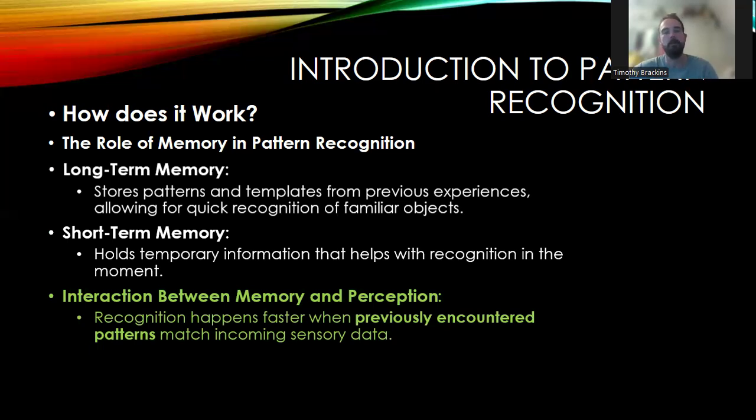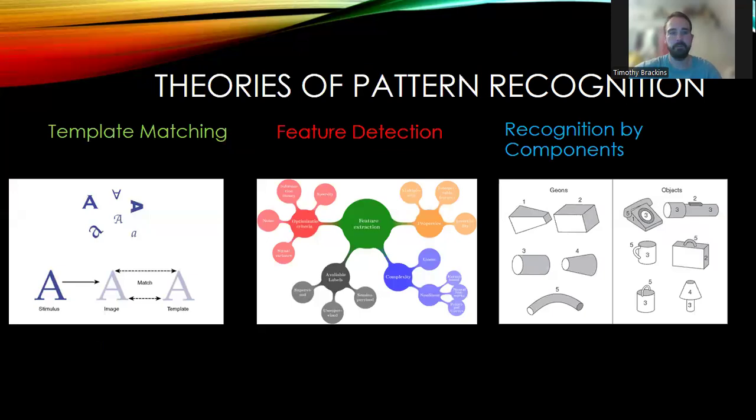All right, so that's our introduction to pattern recognition, what it is, how it works, the important role of memory in pattern recognition. So let's now talk about our theories. We have three that we'll discuss. We have template matching, feature detection, and recognition by components. And for each theory, we'll define what it is. We'll talk about how it supposedly works. We'll talk about strengths and weaknesses. And we'll also just briefly discuss what roles bottom-up and top-down processing may play within that theory.